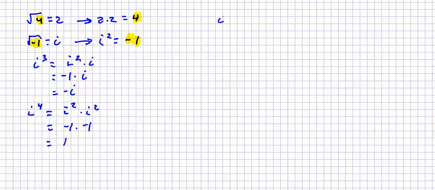So we have i squared equals -1. We have i cubed equals -i, and i to the 4th equals 1. So now my question is, what is i to the 14th?